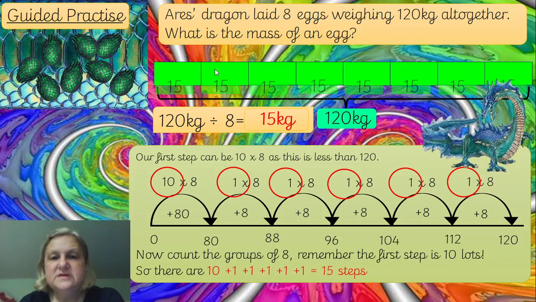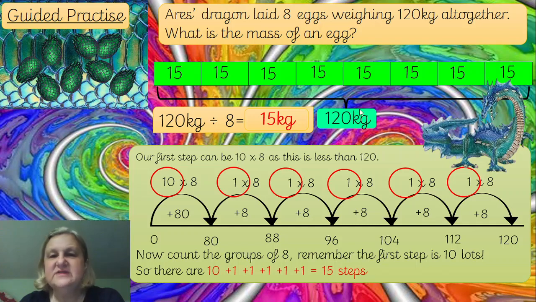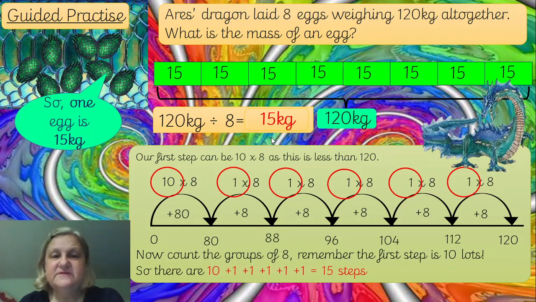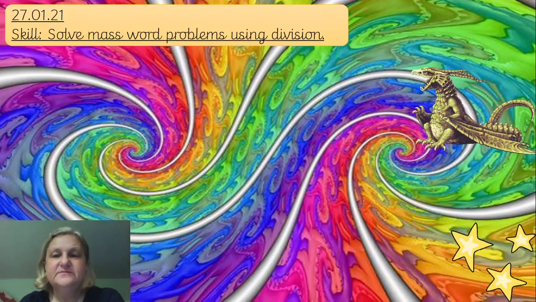Okay, so each one of these is worth 15. If you want to add those all back together again, or times 15 by 8 on a grid, then you're going to double check it. Each one of these eggs is worth 15 kilograms.